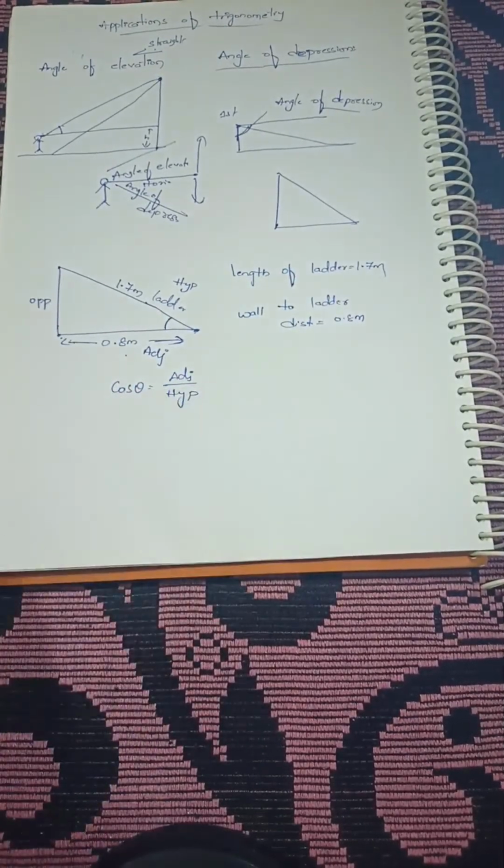Sir, we have to take tan, no? Then why are we taking cos only? We can find the opposite side also. First, to find that, we need to find the opposite side, which is very, very important.